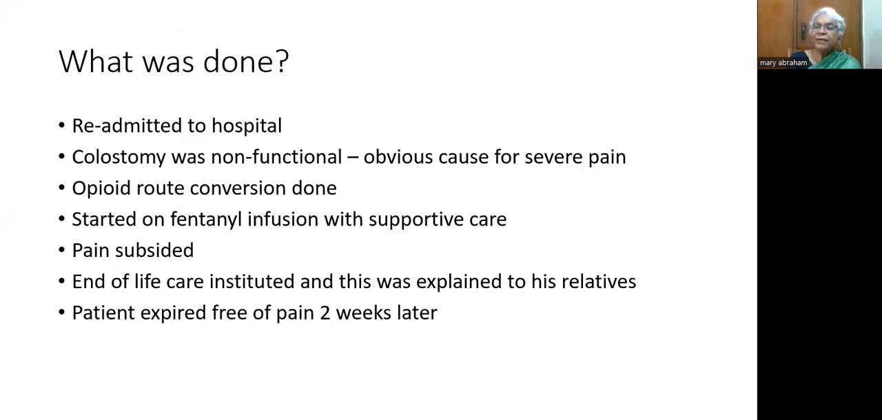Anyway, what was done? We had to admit him to the hospital. A colostomy was found to be non-functional in this particular patient. So that was obviously the cause of severe pain. Possibly there was a progression of the disease because he had a colon cancer. So a route conversion was done. He was started on fentanyl infusion with supportive care in the hospital. The pain subsided. End of life care was instituted, and this was explained to his relatives, and he expired free of pain 2 weeks later. So that was how this gentleman was treated.